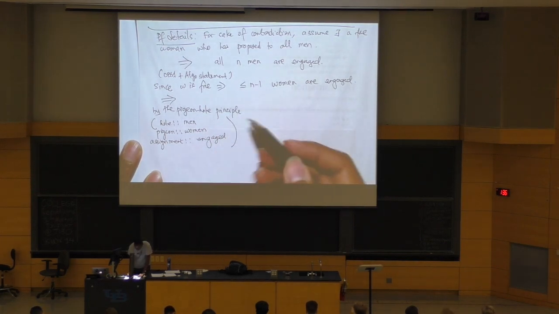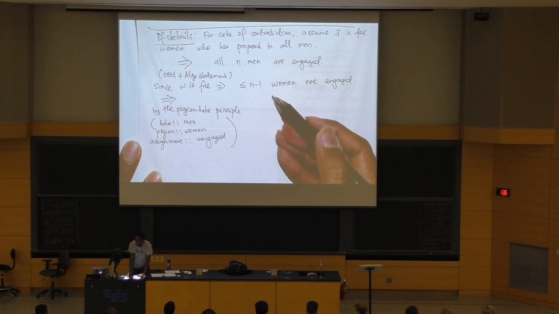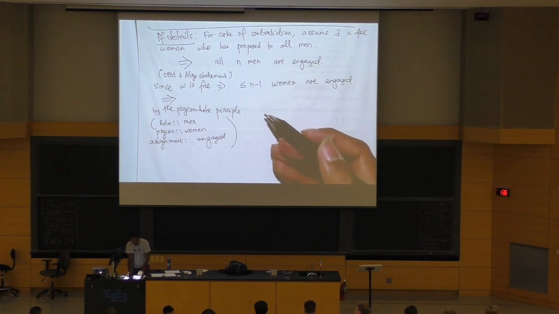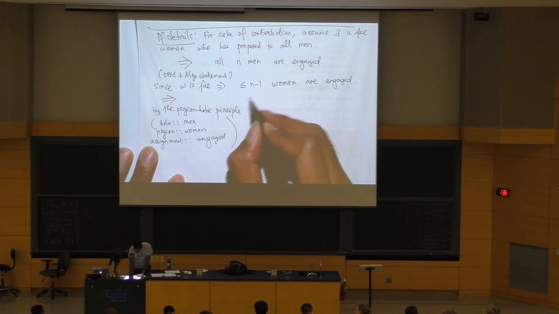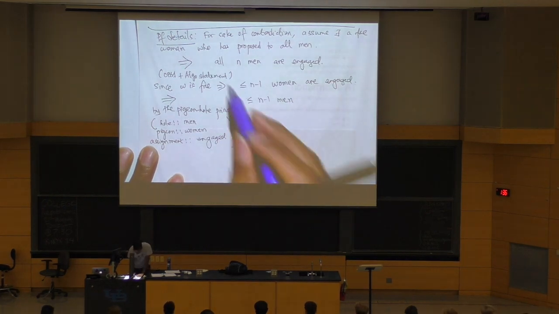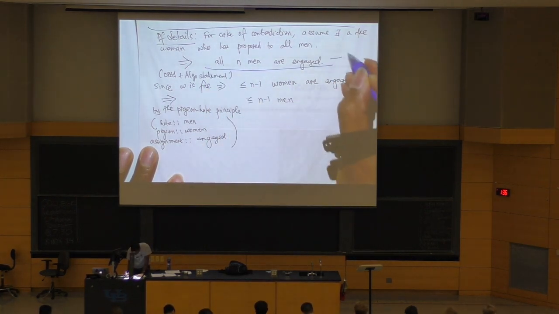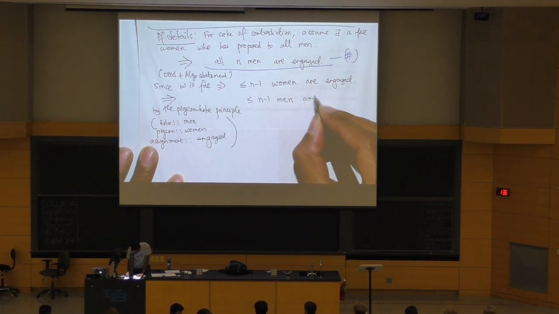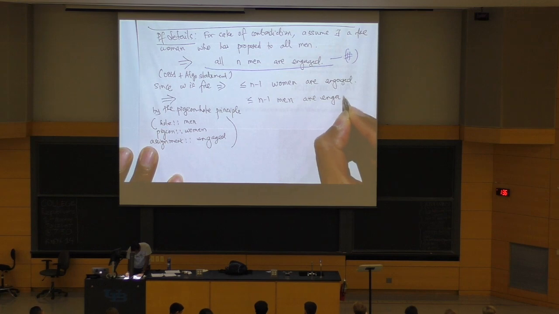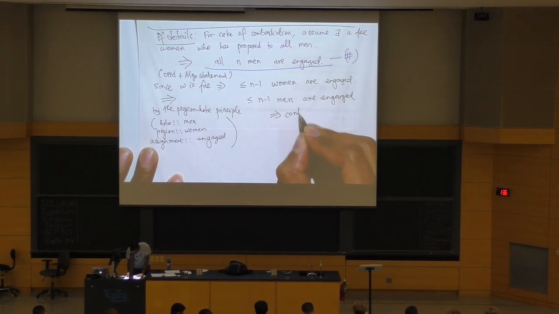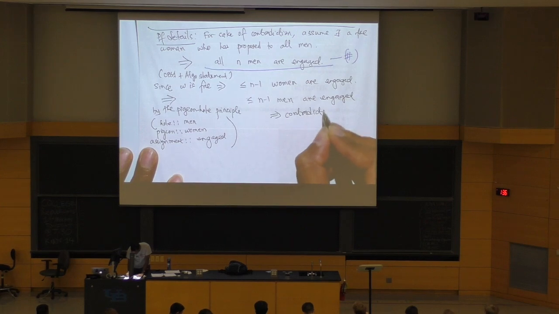Okay. So again, since at most n minus 1 women are engaged, and for a woman to be engaged, she has to be engaged to a man, this implies there are at most n minus 1 men. So actually, let me note this as a separate entry. At most n minus 1 men are engaged. But this contradicts the statement that we have already just talked about.